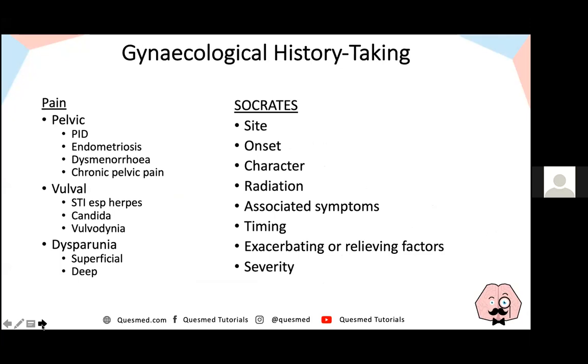So for example, if someone has dyspareunia, I'd want to ask them, is that a superficial dyspareunia? Do they feel that in their vulva? Or is that a deep dyspareunia? Are they feeling that deep inside? Because again, the pathology can differ depending on where that pain is coming from.